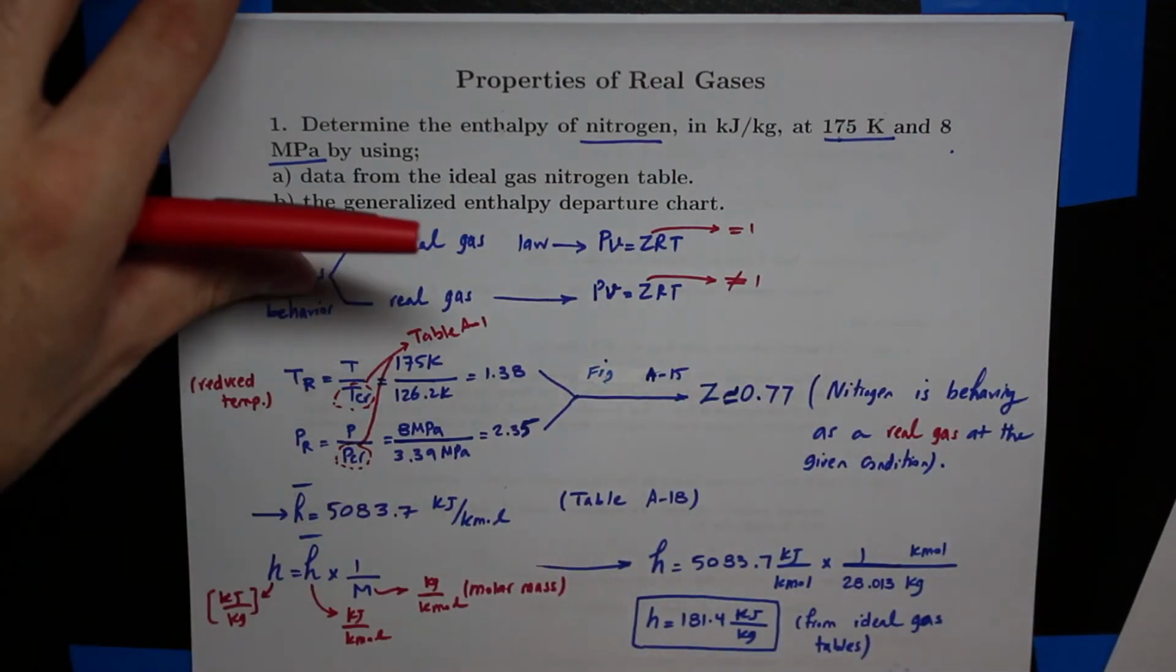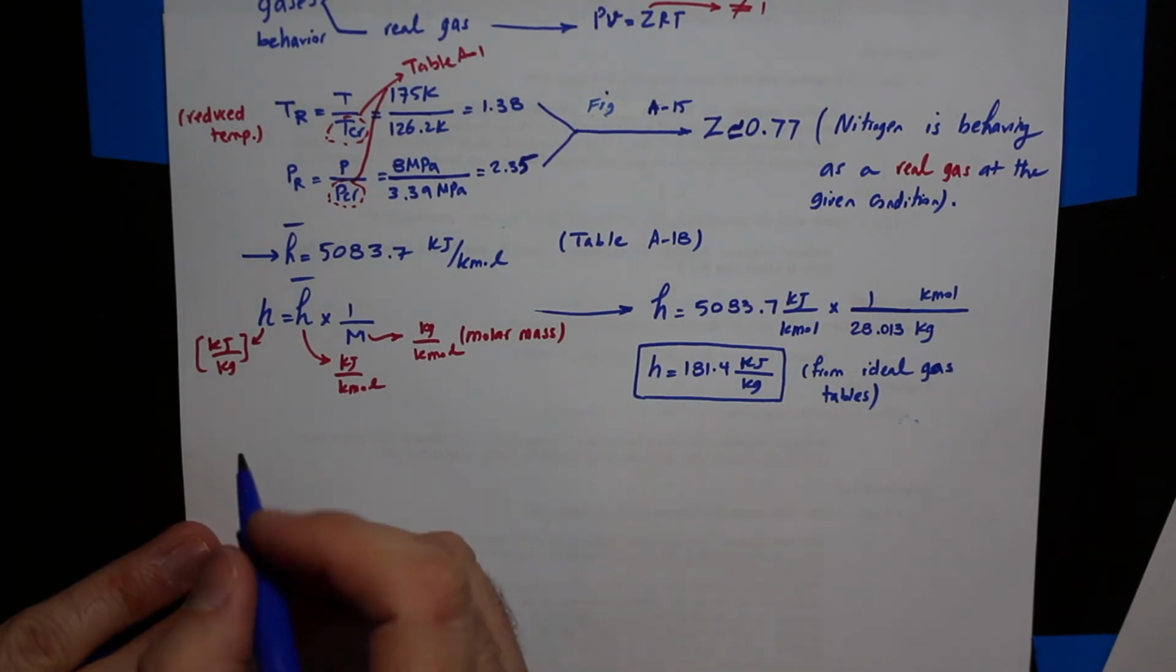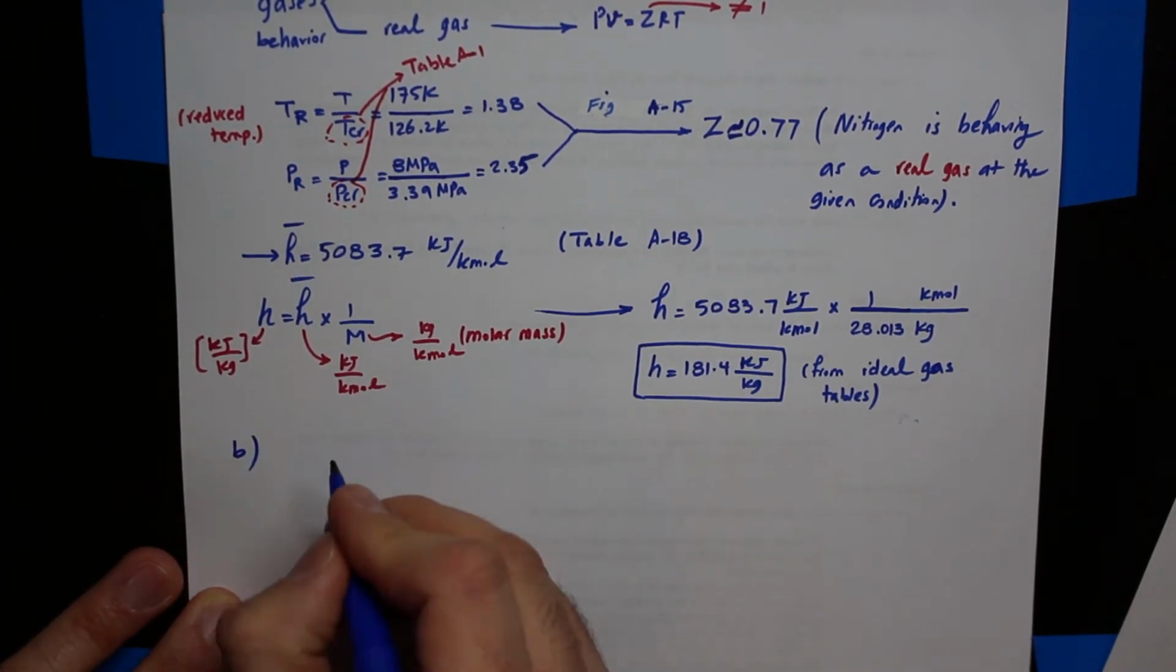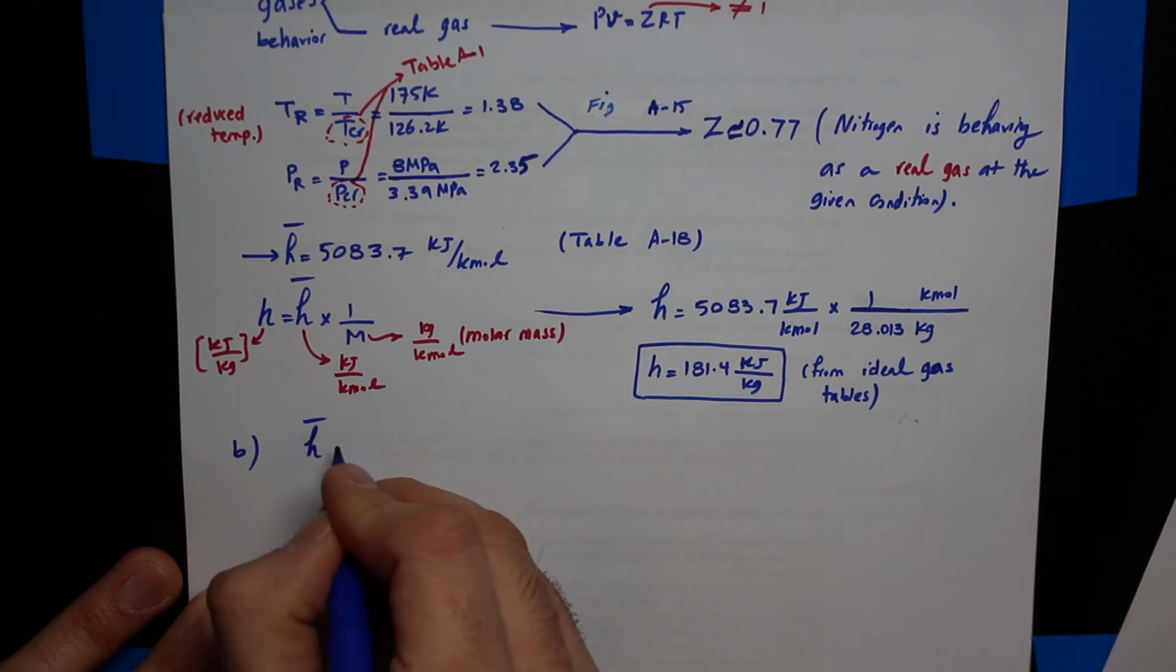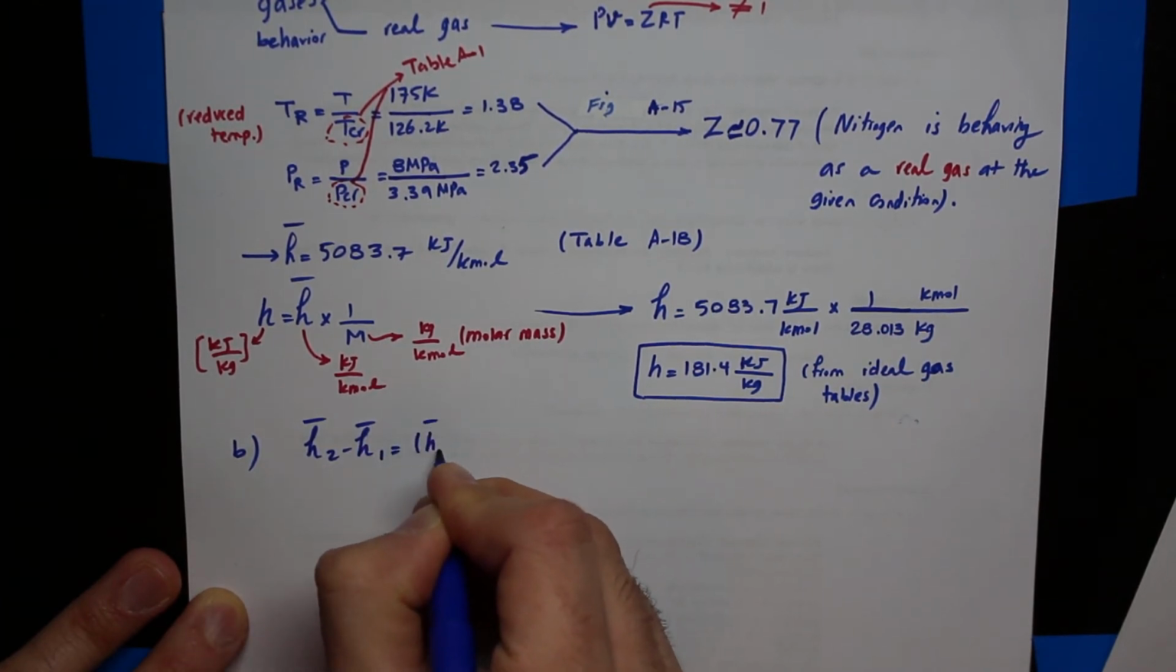So first of all, let me start by writing down the equation and do some simplification. So I'm doing part B. In part B, I am using that scary looking equation that we had earlier.